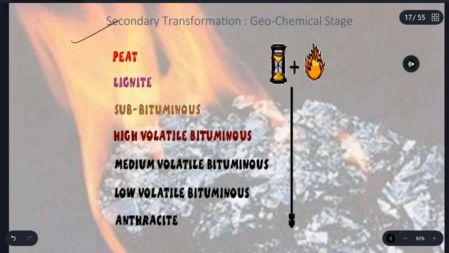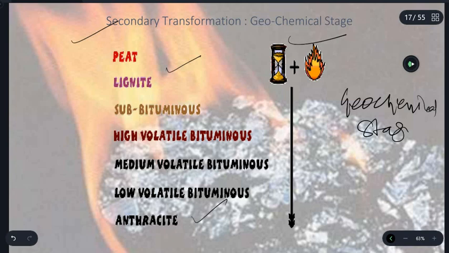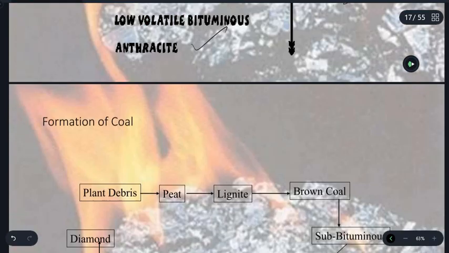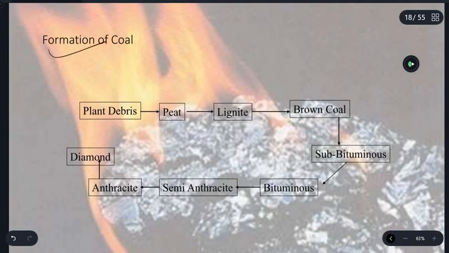So this is called secondary transformation also taking place. That is called the geochemical stage, how the peat will transfer to anthracite. So this is called the geochemical stage. Okay, it's already discussed, formation of coal. You can make the diagram this way in the GSI mains examination.